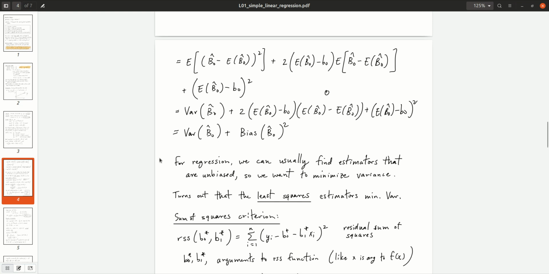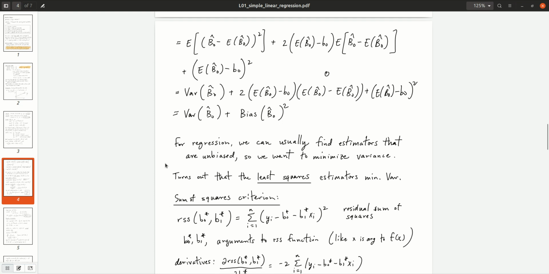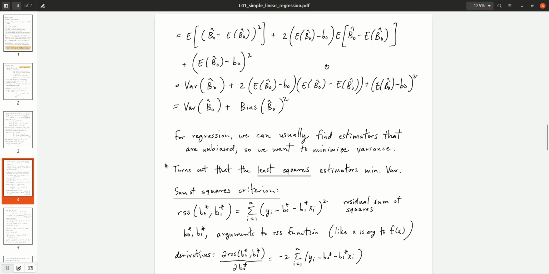Now for regression, we can usually find estimators that are unbiased. So when something's unbiased, that means the bias is 0, so that goes away. So the name of the game for regression is once you have an unbiased estimator, you just want to find estimators that minimize the variance of the estimator. And it turns out that the least squares estimators minimize the variance.